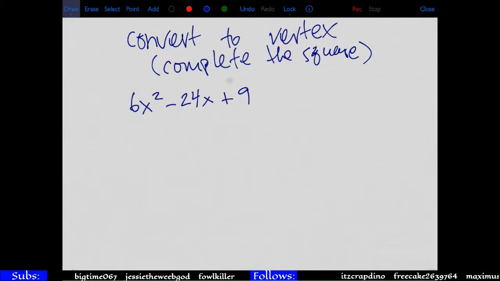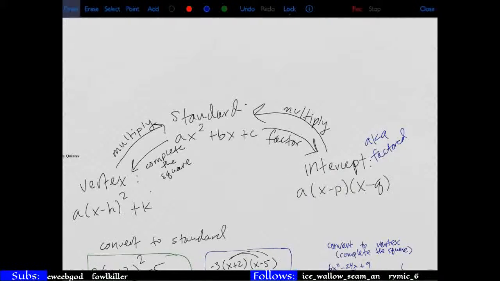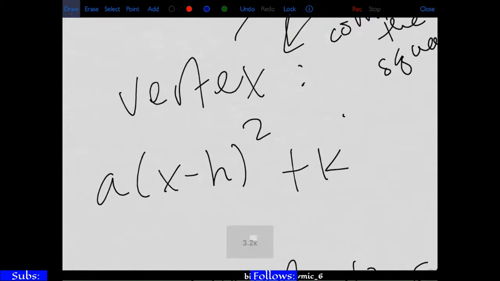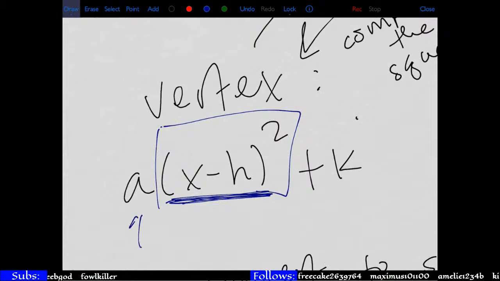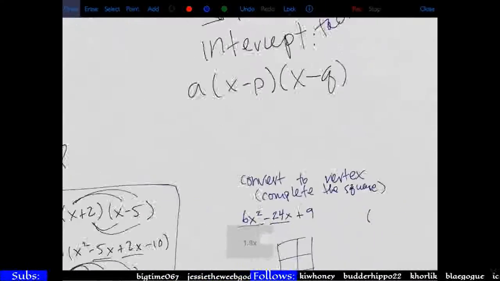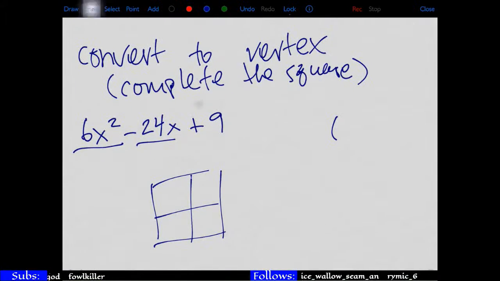So to complete the square, we need to find a square that contains 6x squared and negative 24x in it. Because our vertex form equation, let's look at it real quick here, always has this x minus h squared in it. All of our x's are in that square right here. The a is just a constant and the k is just a constant. So first goal, before we complete the square, I like to call it finding the square or building the square. We need to make a square that has all these x's in it.